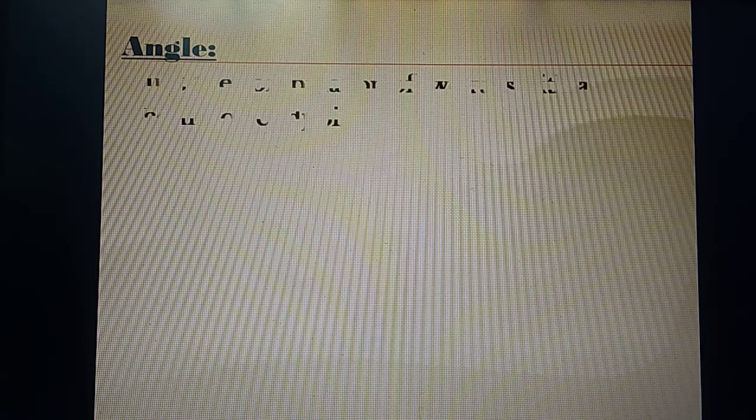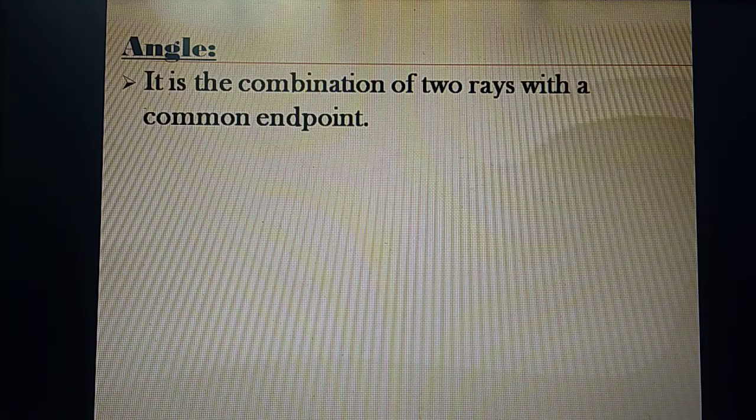Next topic is angle. How will the angle form? It is the combination of two rays with a common end point. The starting point of both the rays will be common. Or we can say that both the rays will start with a common starting point and they will move endlessly in the other direction. Finally, they will make an angle.